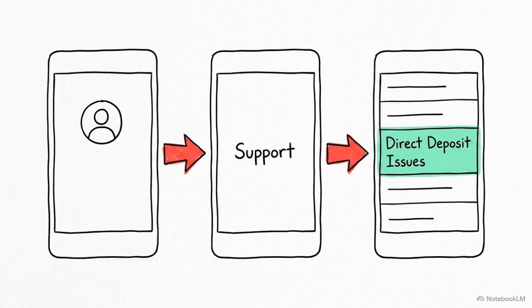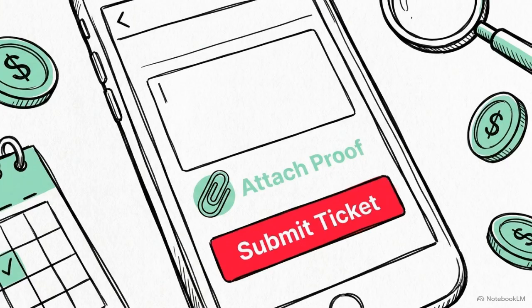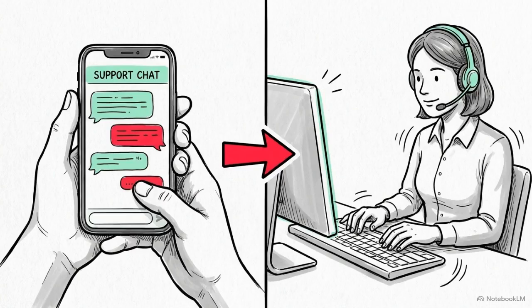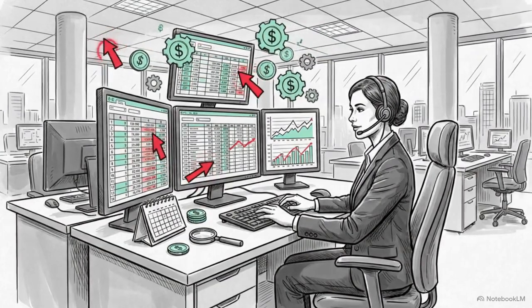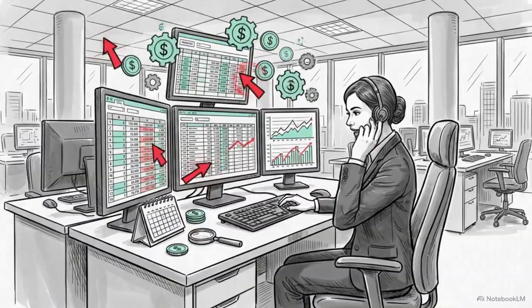This mock-up displays the path you will take. Tap your profile, open the support menu, and navigate straight to the direct deposit issues category. Explain that your payment is missing and provide the expected date and amount. Initiating a formal trace shifts the burden of proof off your shoulders. It forces the financial institutions to communicate with each other and track down exactly where your funds are stuck.